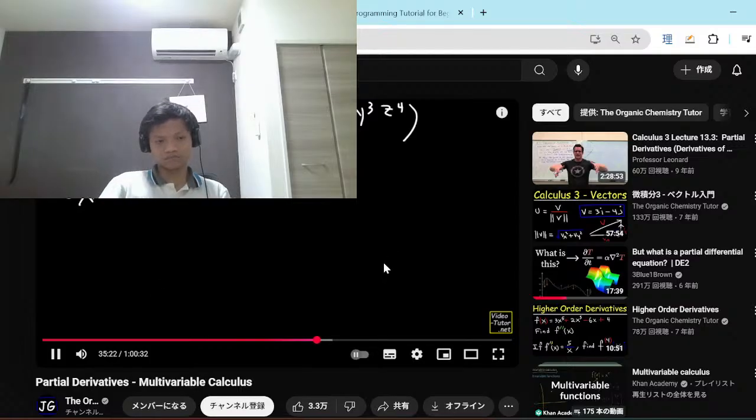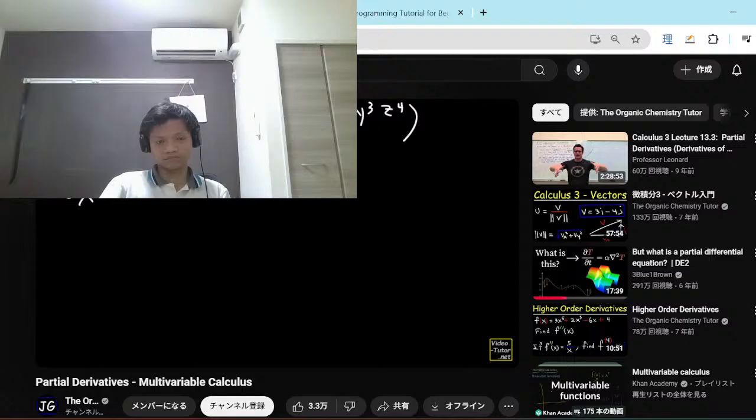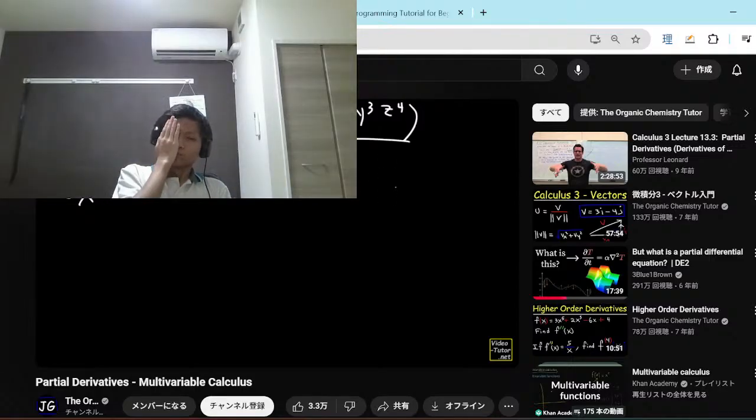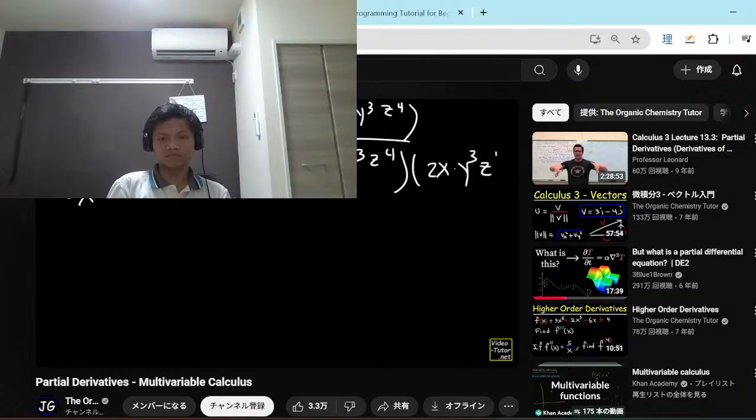So do we need to use a product rule for this? In terms of x, we have a constant and a constant and a variable. So we do not need to use a product rule. So z to the third is a constant, and ln(zy) will be treated as a constant. And the derivative of e to u is e to u times u prime. So it's going to be the same thing, e to the x squared y cubed z to the fourth, times u prime, or the derivative of x squared y cubed z to the fourth. X squared is the only variable, so we should differentiate that part, which is 2x, times the constant y cubed z to the fourth. So that's dw/dx.